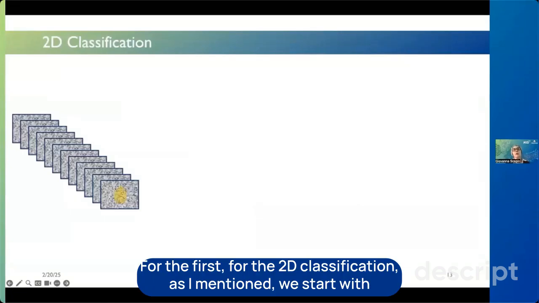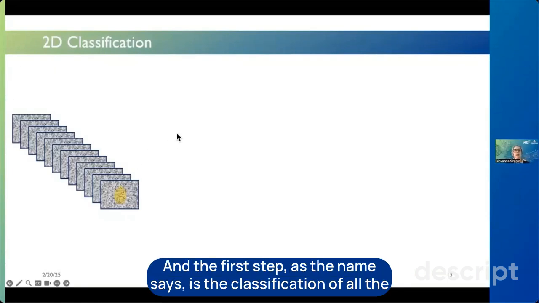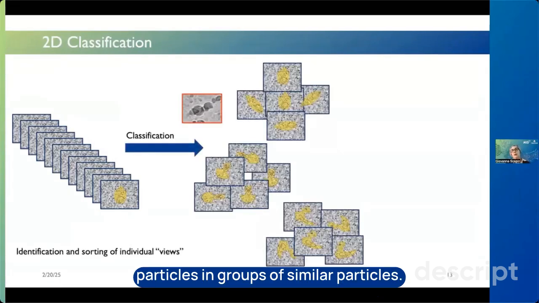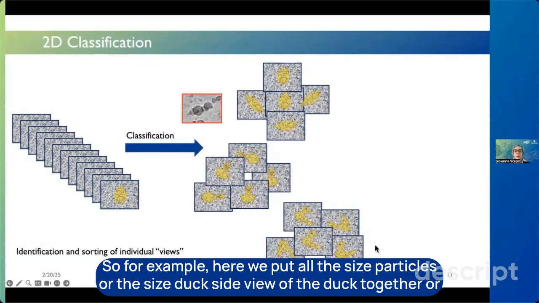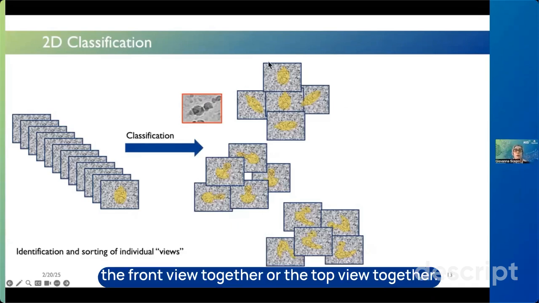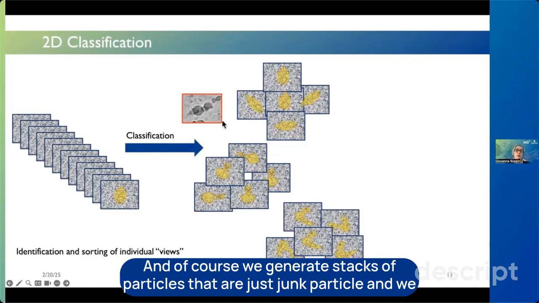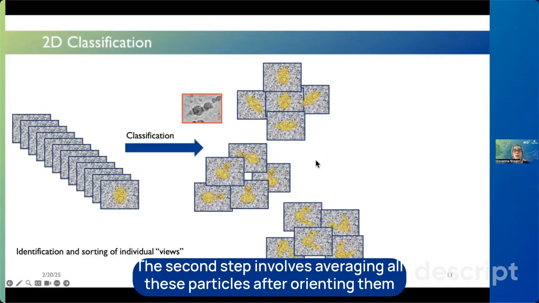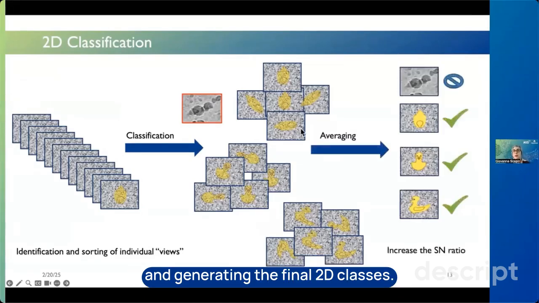For the 2D classification, as I mentioned, we start with our original particle stack, and the first step, as the name says, is the classification of all the particles in groups of similar particles. So, for example, here we put all the side views of the duck together, or the front view together, or the top view together. And of course, we generate stacks of particles that are just junk particles, and we will remove them for further calculation. The second step involves averaging all these particles after orienting them, generating the final 2D classes.